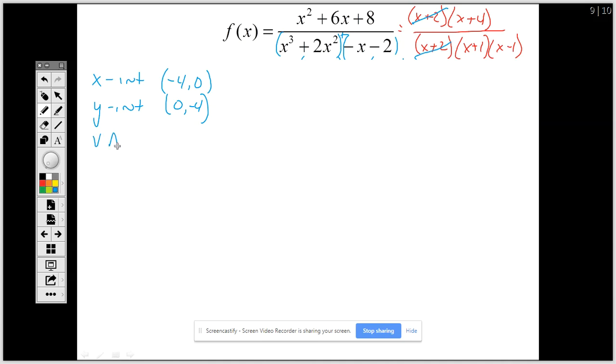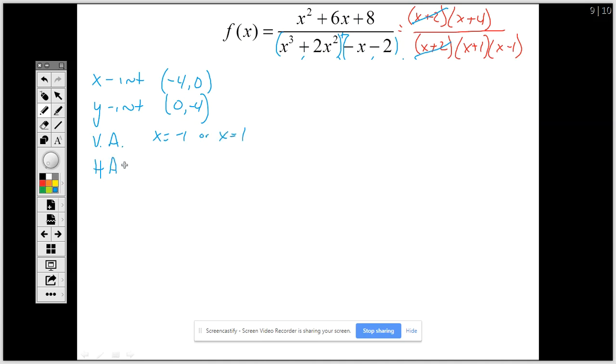My vertical asymptote, I have actually 2 of them. I set the denominator equal to 0, and I have x equals -1 or x equals 1. Both of those are vertical asymptotes.